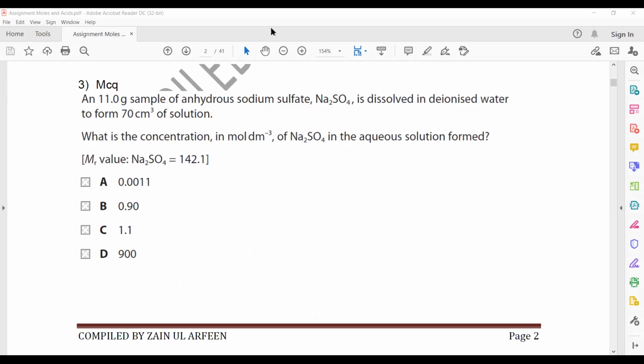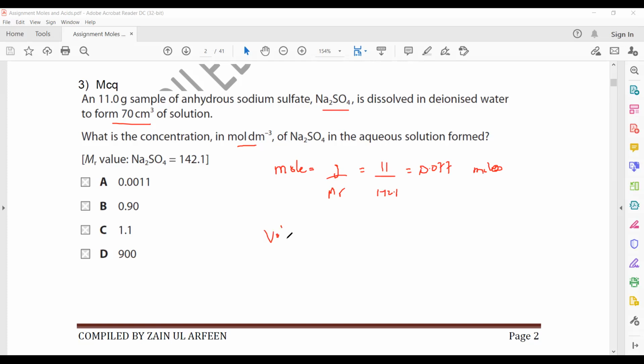In question 3, 11 gram of anhydrous sodium sulphate is dissolved in deionized water to form 70 cm cube solution. What is the concentration in mole per dm cube? So to get the moles, it equals mass in gram divided by relative molar mass. So 11 divided by 142.1 will give us the moles of sodium sulphate, which is 0.077.